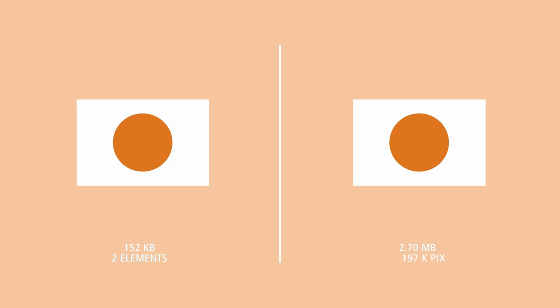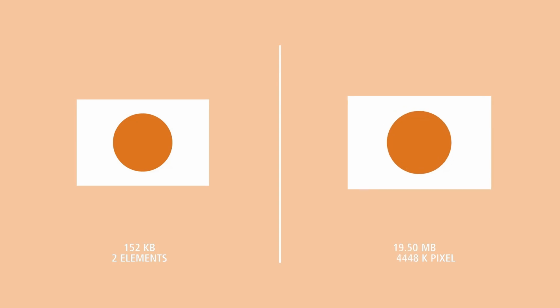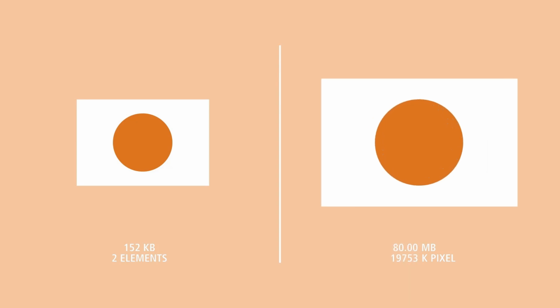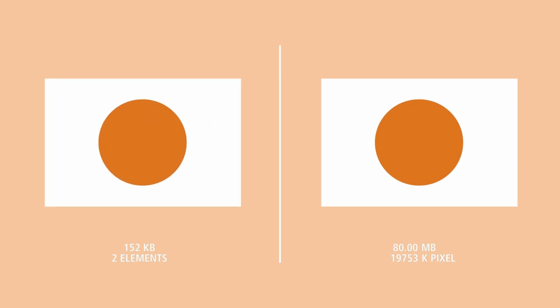Take this flag for an example. The vector graphic has a file size of 152 kilobytes and consists of 2 elements. The raster graphic is 2.7 megabytes and consists of almost 200,000 pixels. When scaling the flag up in size, the file of the raster graphic also increases in size, proportional to its number of pixels. The vector graphic file, on the other hand, stays the same.